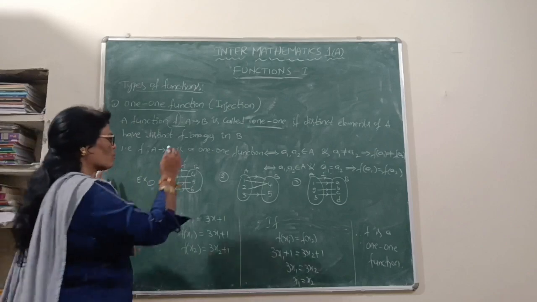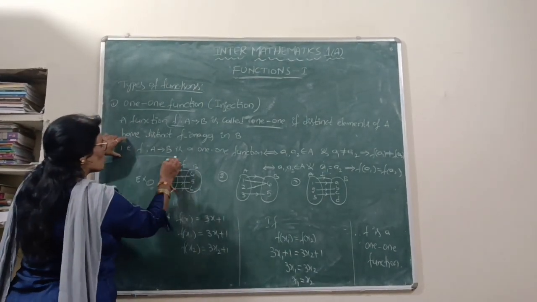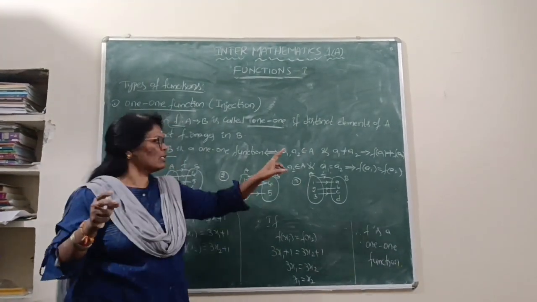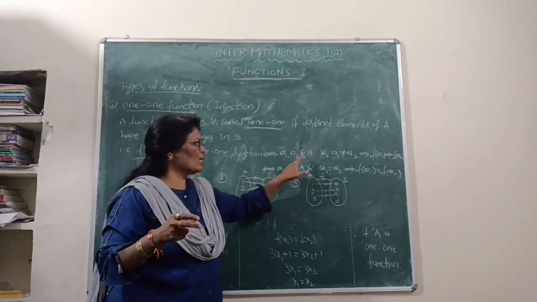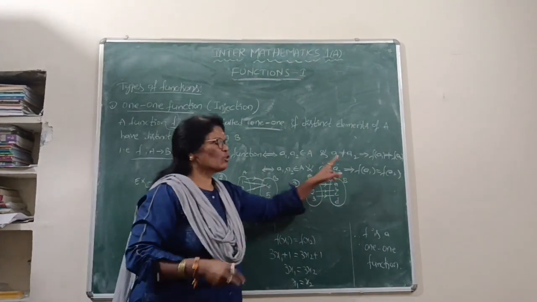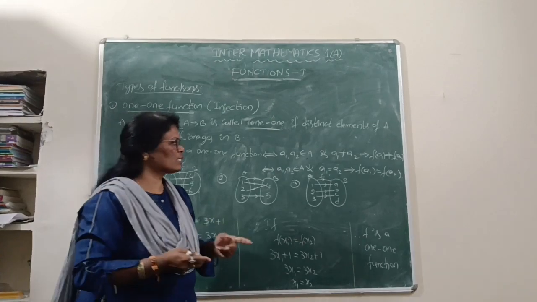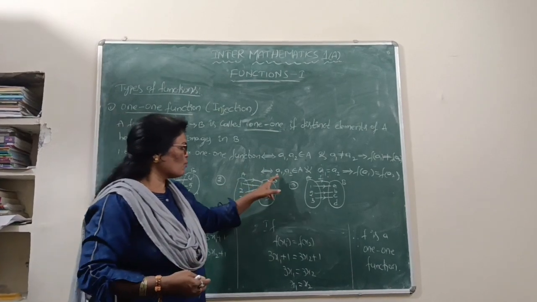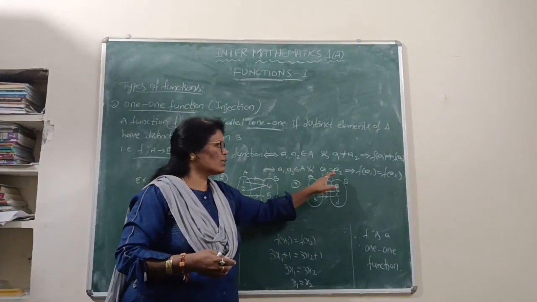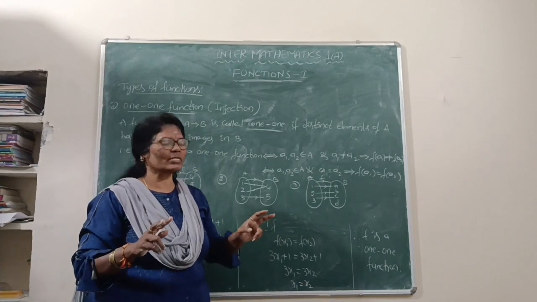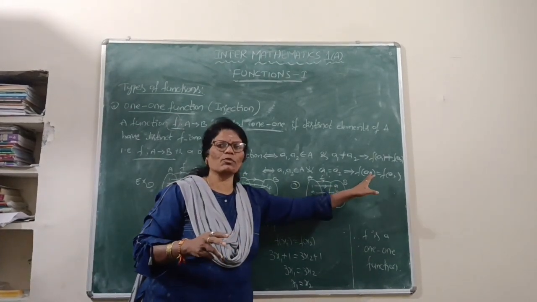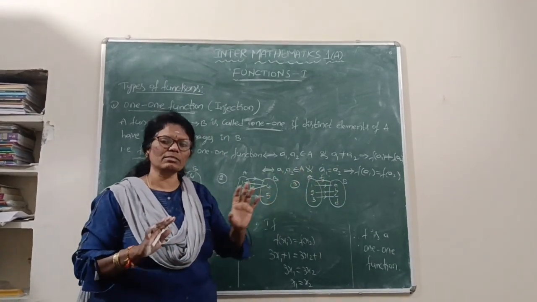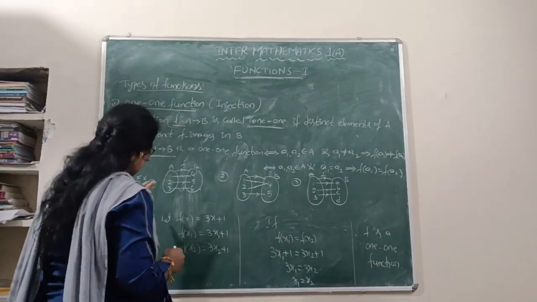Okay, so the best example: suppose F is a mapping from A tends to B and it is a one-to-one function. Take any two elements in the domain, A1 and A2, both distinct elements. Then F of A1 is not equal to F of A2. Suppose A1 and A2 are elements in A and A1 equals A2, the same element, then we should get F of A1 equal to F of A2. Either this condition or this condition, any one of the conditions is correct.